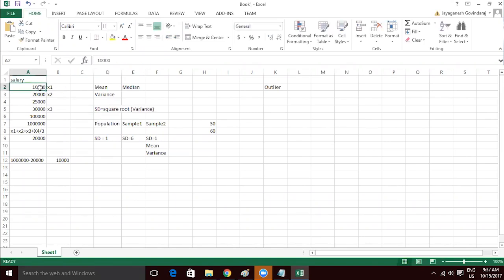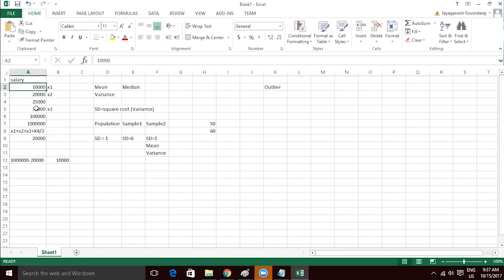The first input and second input have a deviation of 10,000. The second input and the third input have a deviation of 5,000. The third input and fourth input have a deviation of 5,000. Like that, you calculate each and every one, and then when you take the average, you'll get the standard deviation of the sample.